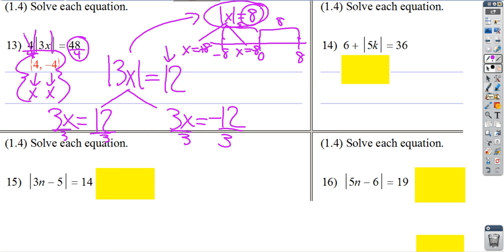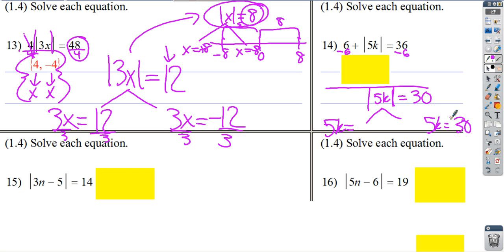Alright, on 14 we cannot split it until this 6 has gone away, so it's being added, so we'll subtract it. So we have absolute value 5k equals 36 minus 6 is 30. Now we have nothing there except the absolute value, so we can split it off. And there are two numbers that have an absolute value of 30. One of them is 30, one of them is negative 30. If we divide everything here by 5 on both sides, 30 divided by 5 is 6, and negative 30 divided by 5 is negative 6. So those are our two solutions.